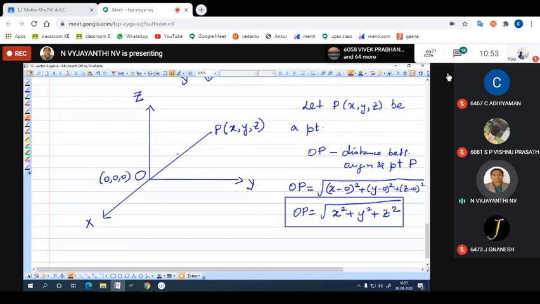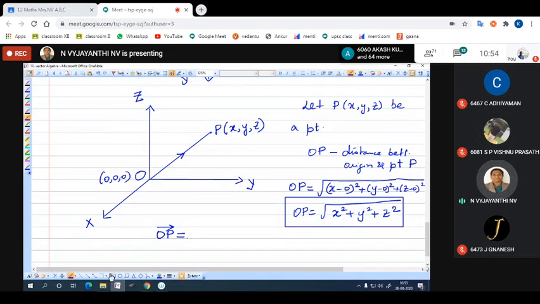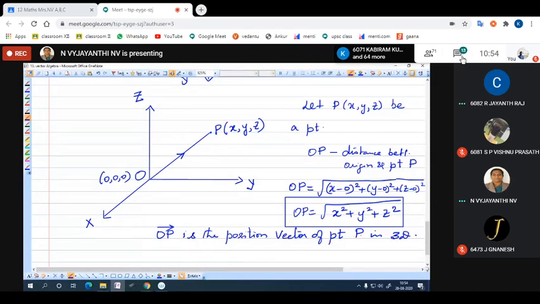Now in which direction are we considering? OP is the direction which we have taken, isn't it? Now we are going to say that this OP vector is the position vector of point P in 3-dimensional geometry. Tell me, what is the definition of position vector, ma'am?